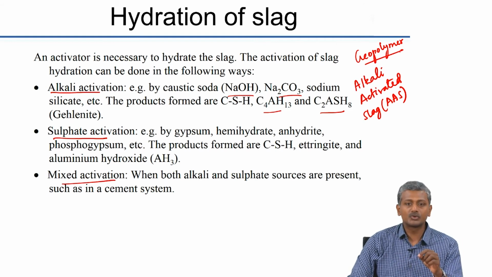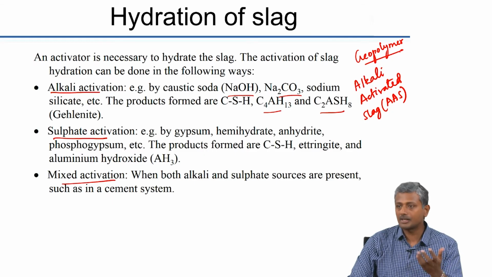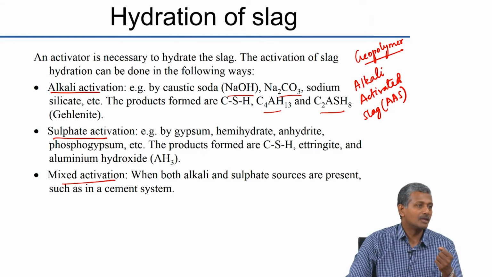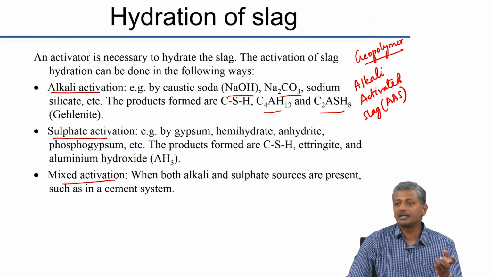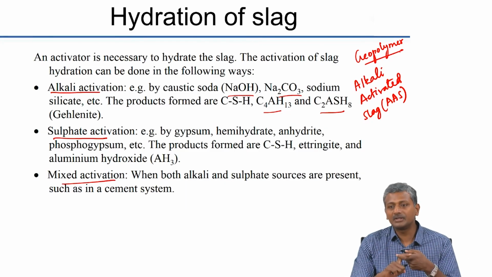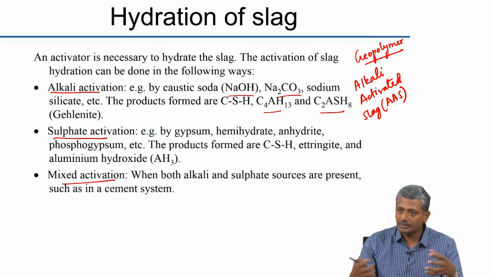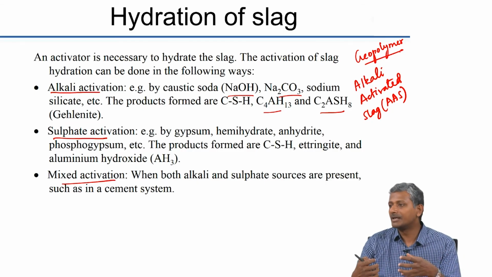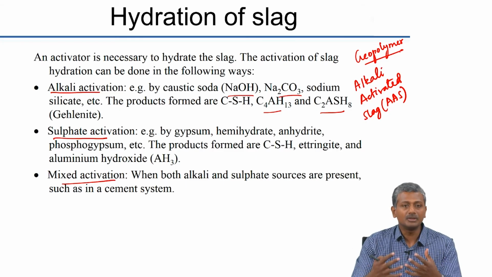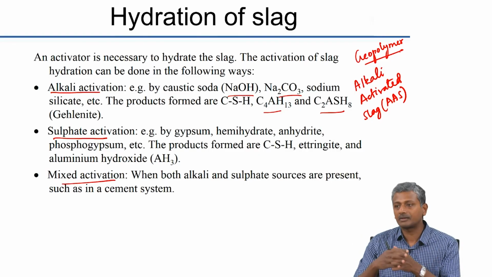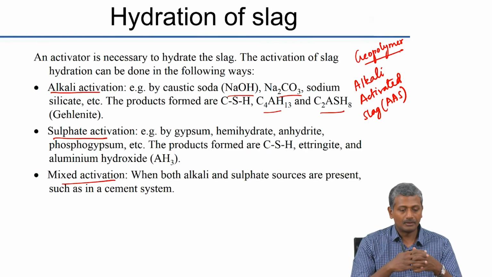For example, if you choose calcined clay, clay is an aluminosilicate, or if you choose fly ash, which also has alumina and silica, if you choose these materials, you will get a binding between the aluminosilicate chains or aluminosilicate molecules and lead to the formation of a 3-dimensional polymer network. So, that is called a geopolymer. Slag based systems are not geopolymers, they are simply alkali activated slag systems.